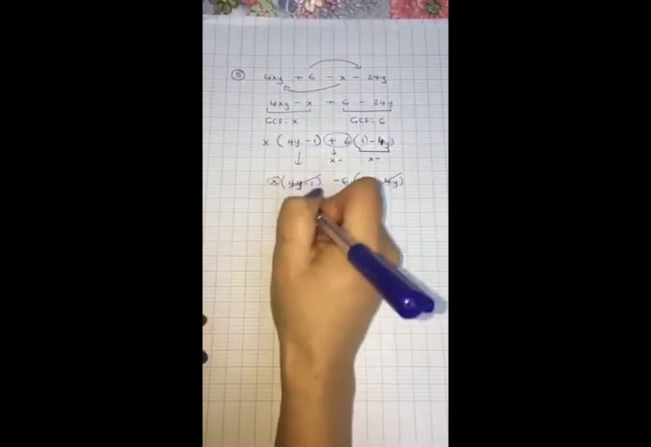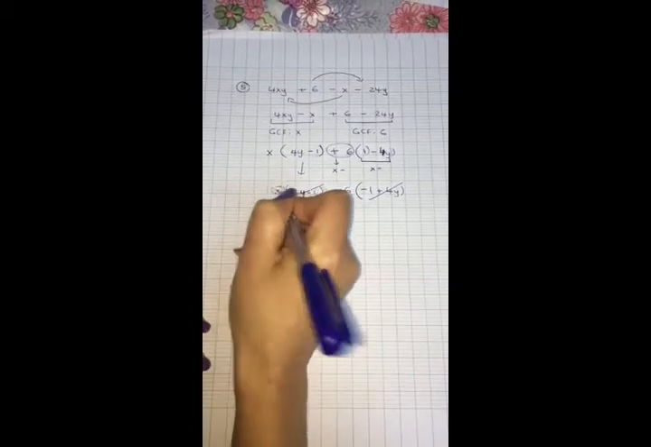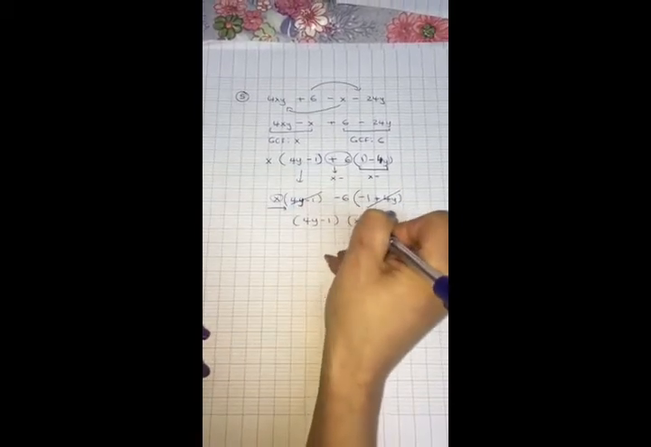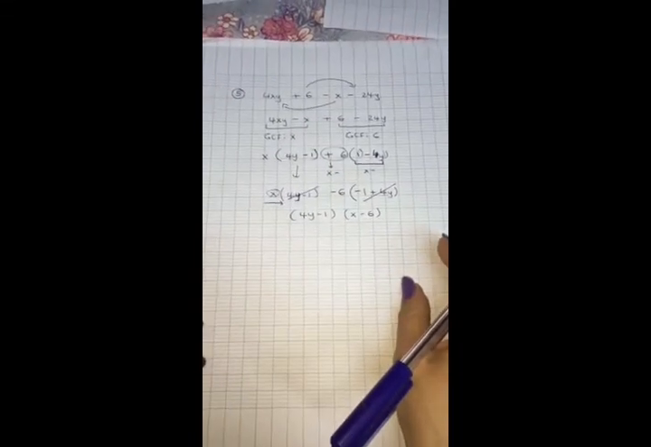Yes, this is my parenthesis that's common. Bring it down. What's left from left to right? It's my x minus 6. And this is my final answer for number 5.